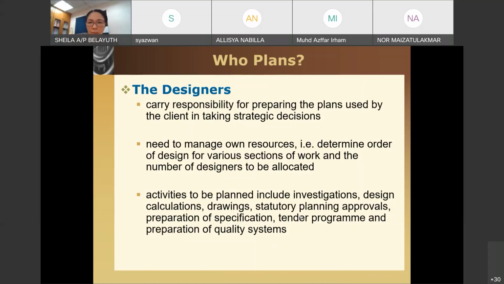And then tender program. Once you have the drawing and the specification, you can come up with a tender document, and you can plan how long the tender would be. So when to open the tender, when to close the tender, and so on. And preparation of any quality system. Okay, all right.